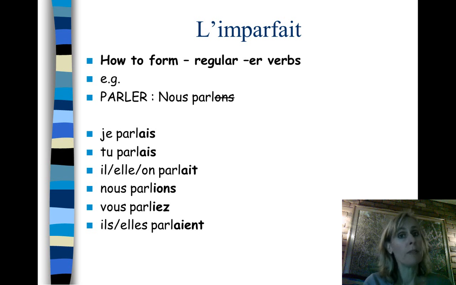The nous form of the present tense is nous parlons. So we remove the ons and we add the imperfect endings. So we get je parlais, tu parlais, il/elle parlait, nous parlions, vous parliez, ils/elles parlaient. And as you can hear, apart from the nous and the vous, parlions, parliez, the others sound the same.